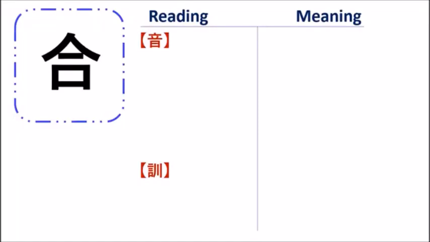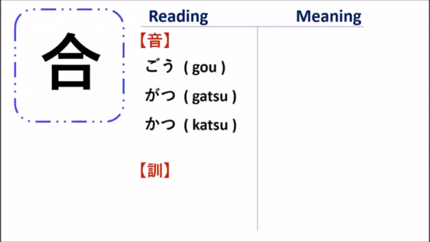The first kanji we have, the onyomi, has three sounds. The first sound is go, gatsu, and katsu. Go, gatsu, katsu.